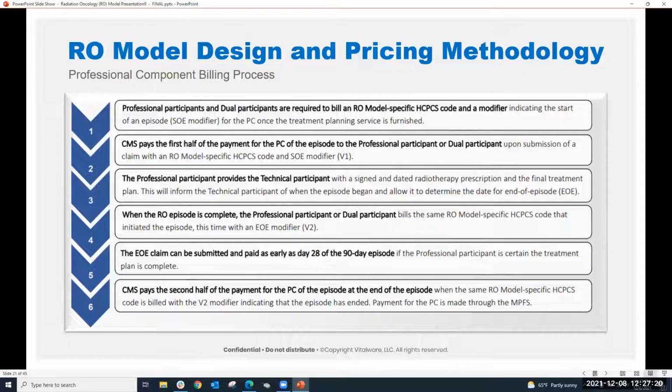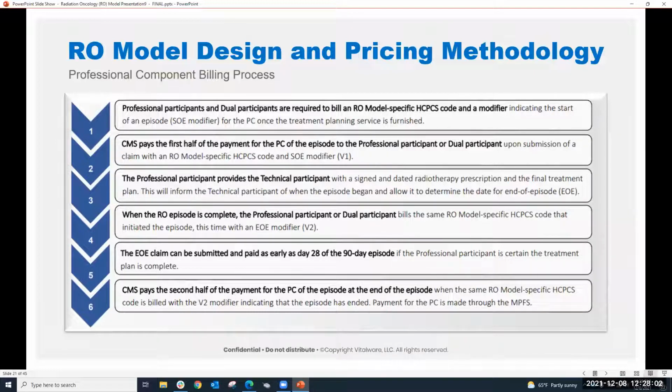So when the RO episode is complete, the professional participant will bill that same HCPCS code from the first start of episode claim, but this time they're going to use a V2 modifier, which is going to signify that it is the end of episode modifier. So the end of episode claim, it can be submitted and paid as early as day 28 of the episode if you're sure that the treatment is complete, but you do have up to 90 days. But you cannot submit your end of episode claim before day 28.